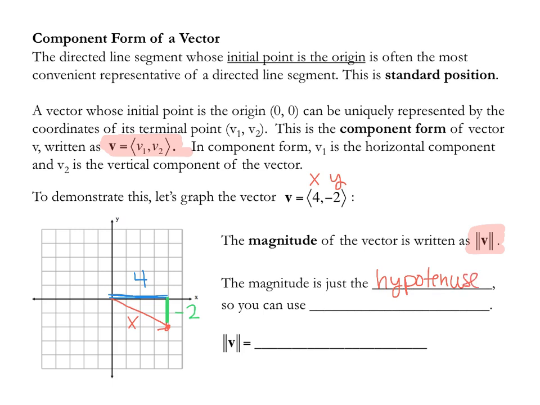So you can just use a squared plus b squared equals c squared. We can use the Pythagorean theorem to find it. So the formula for the magnitude here is it's going to be the square root of a squared plus b squared, where a and b are the two legs of the triangle. They're the two components, one being the horizontal component and one being the vertical component. Okay?